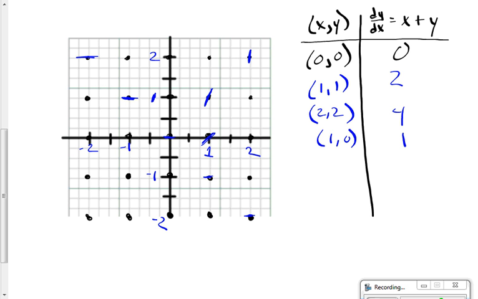Cool? What else is going to give me a slope of 1? The slopes of 1 are easy to draw too, right? What else is going to give me a slope of 1? 0, 1 will give me a slope of 1.